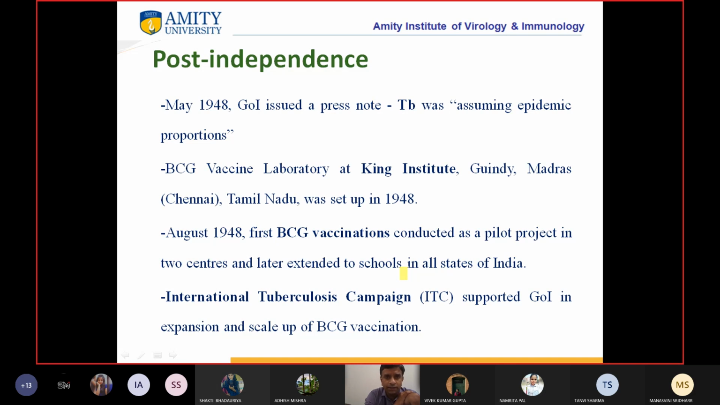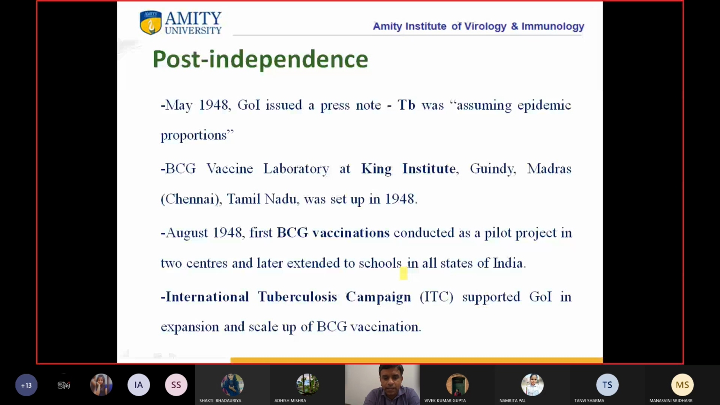So the government decided that because tuberculosis is increasing in numbers, it is important to work on controlling tuberculosis. For that, the BCG vaccine laboratory was developed at King Institute in Madras. It was set up in 1948. So in 1948 itself, the government decided that we should be working for control of tuberculosis, and in the same year, a laboratory for BCG vaccine development was set up at the King Institute in Madras.